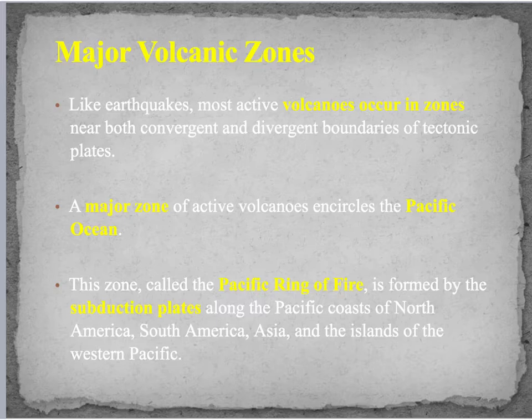Like earthquakes, most active volcanoes occur in zones near both convergent and divergent boundaries of tectonic plates. A major zone of active volcanoes encircles the Pacific Ocean, all right? This zone is known as the Ring of Fire. It's formed by the subduction of plates along the Pacific coast of North America, South America, and Asia, and the islands of the South Pacific. Get to know this term, the Pacific Ring of Fire.